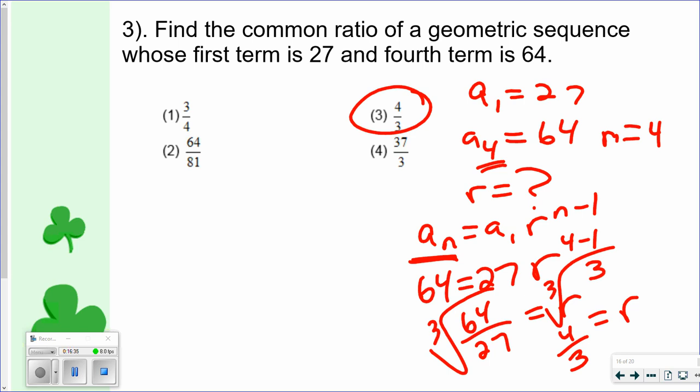And think about it here. This number is getting bigger. It went from 27 to 64. So your number you should be multiplying should be greater than 1. These are both less than 1. Always try and use techniques to cross out choices. Number 4, pause the video, try it on your own, and then check your answer.